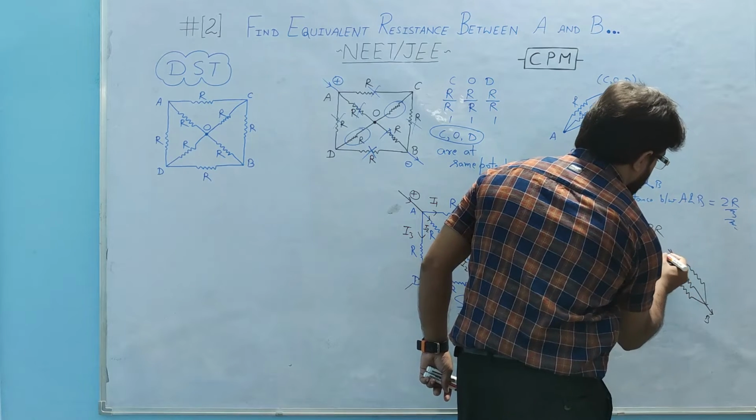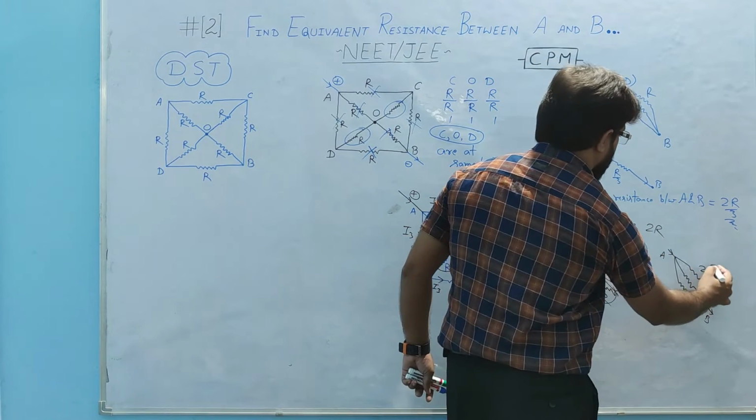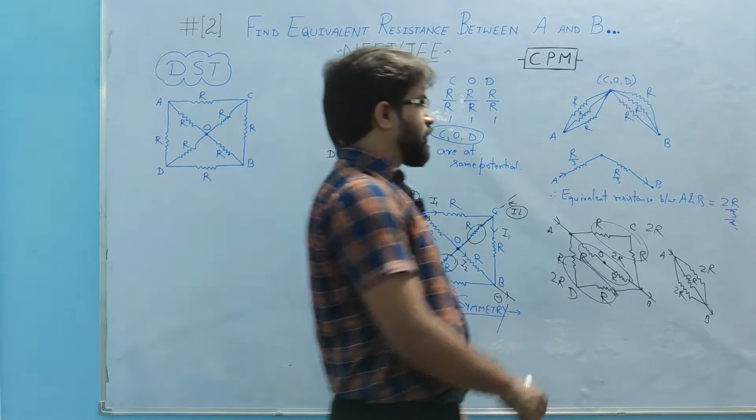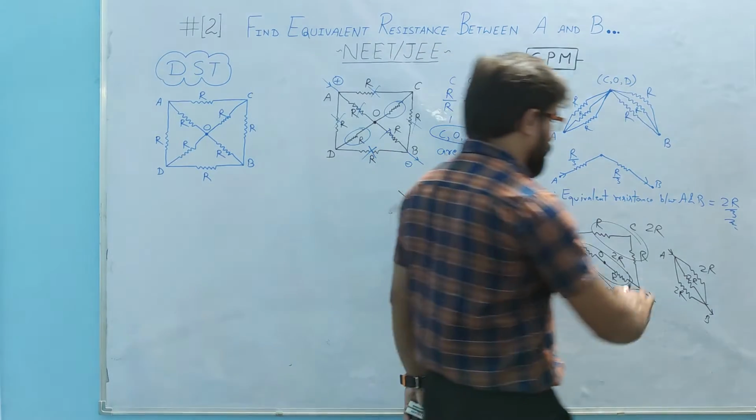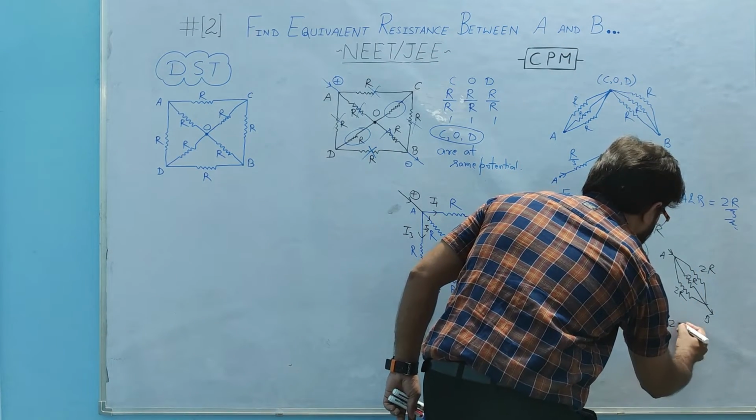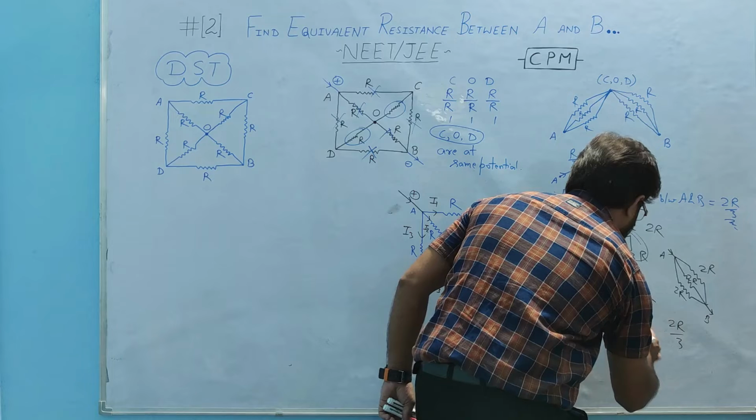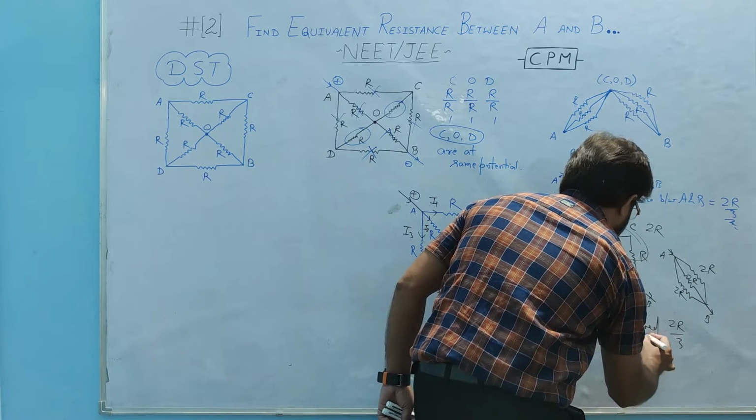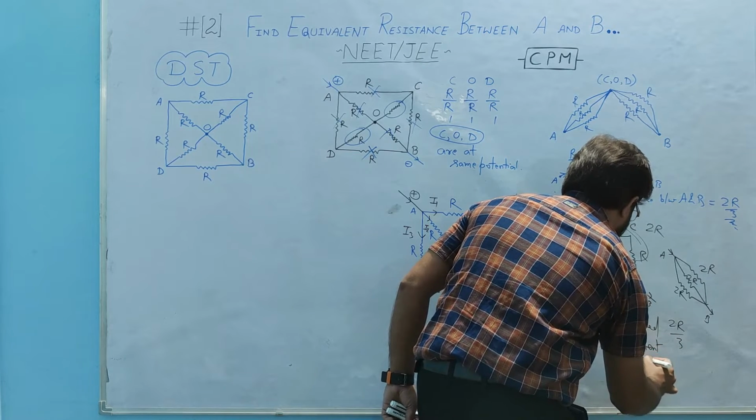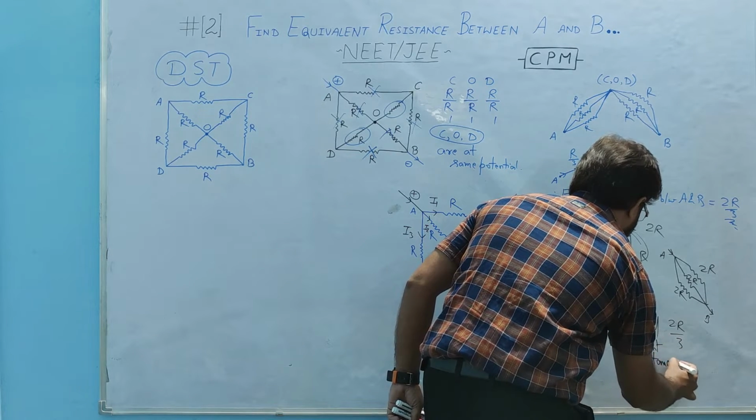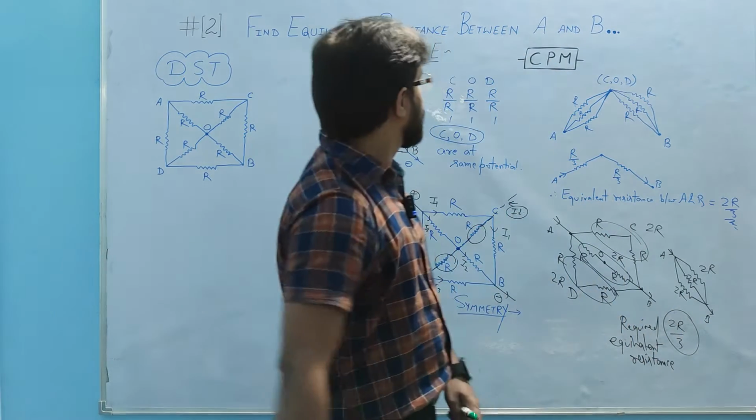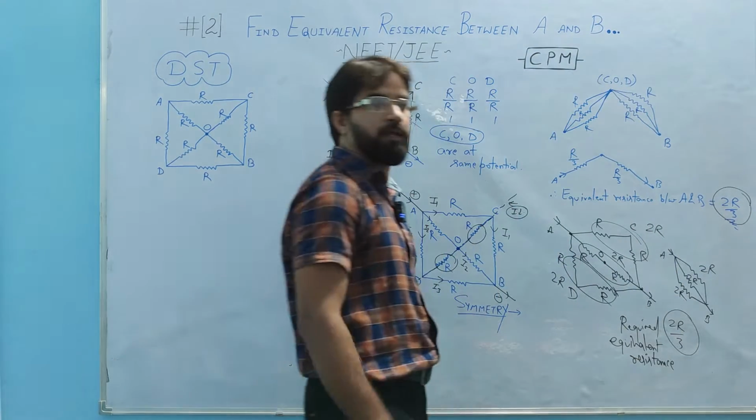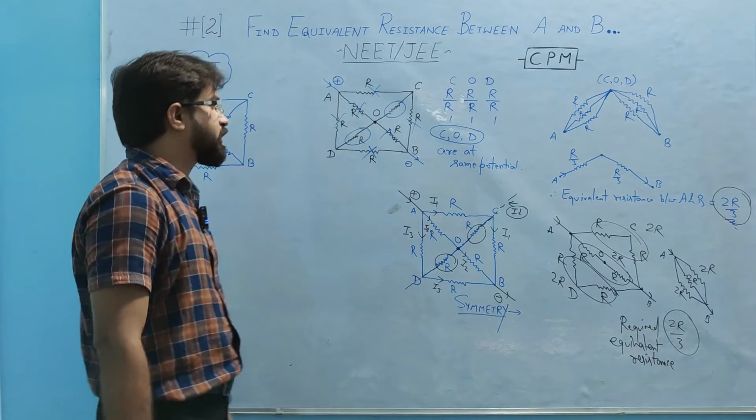This is B, this is A. 2R, 2R, 2R in parallel combination. If it is a parallel combination, then the required equivalent resistance between A and B is 2R by 3. By CPM, how much do we get? Same, 2R by 3. Here also 2R by 3. Verified also. Yes, we are going correct.